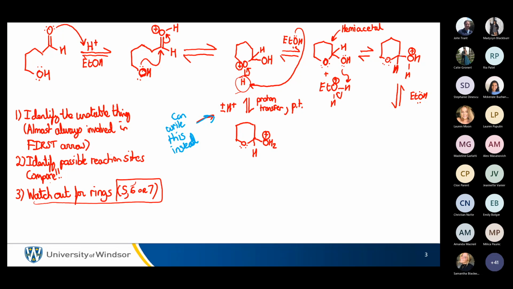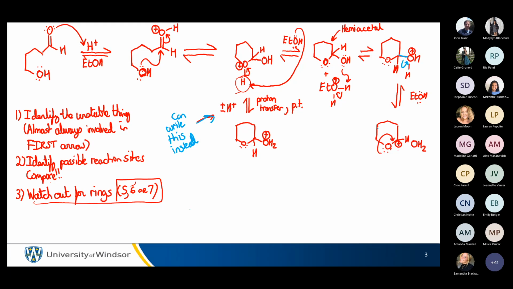To make water, I need to break this carbon-oxygen bond, right? So let's do that. Perfect. Great, we have water. And then this carbon is now going to be positively charged, and it's right next to the lone pairs on oxygen, and so we would prefer to draw that as a resonance structure.